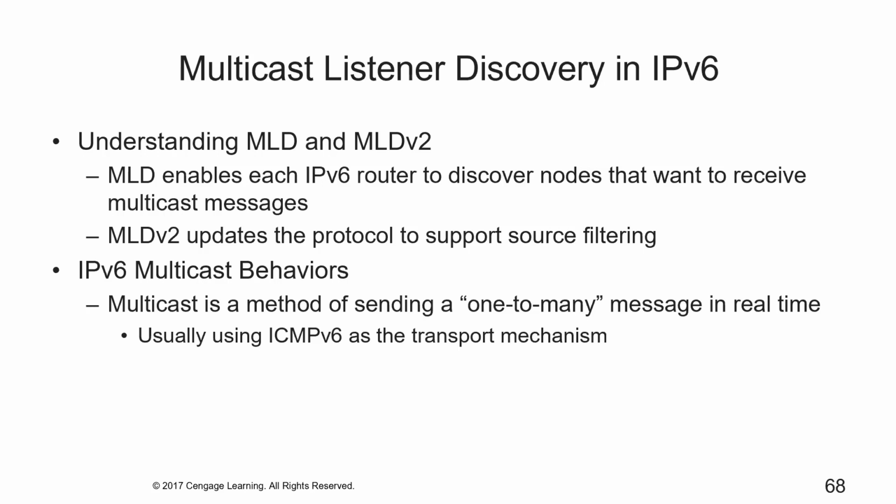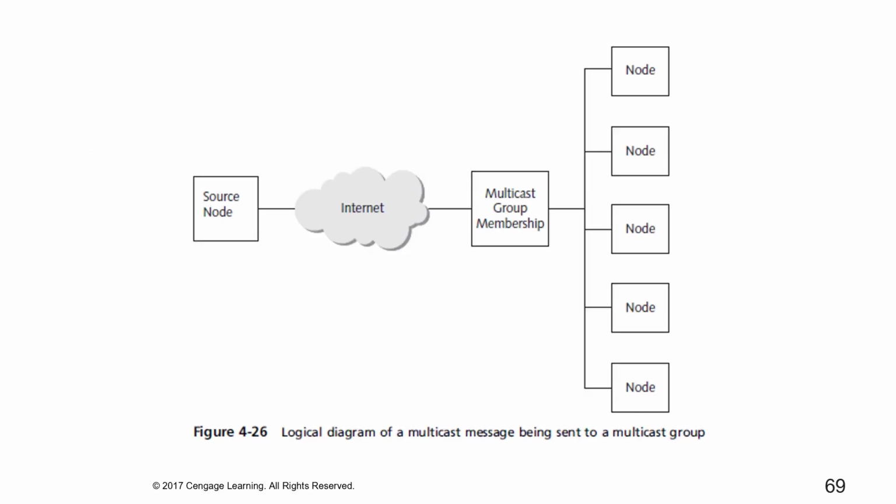Multicast listener discovery in IPv6. So when we look at MLD and MLD-v2, MLD enables each IPv6 router to discover nodes that want to receive multicast messages. MLD-v2 updates the protocol and supports source filtering. So in terms of IPv6 multicast behaviors, multicast is a method of sending a one-to-many message in real time, usually using ICMPv6 as the transport mechanism. And here's a logical diagram of the multicast message being sent to a multicast group.